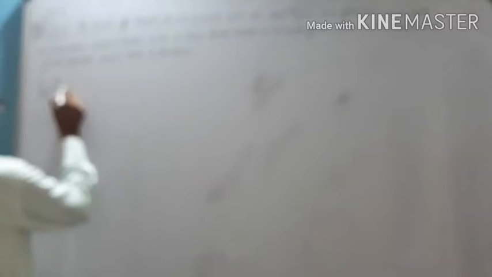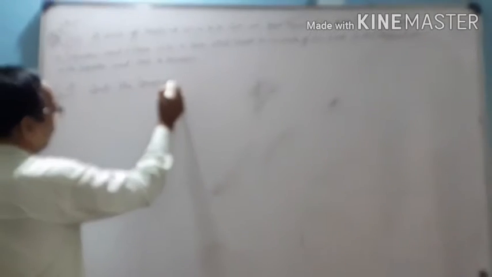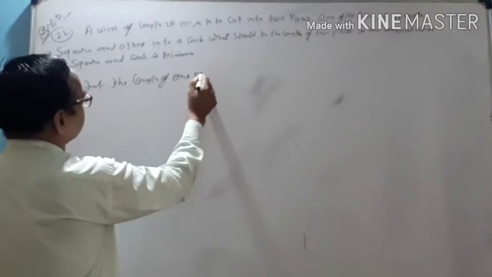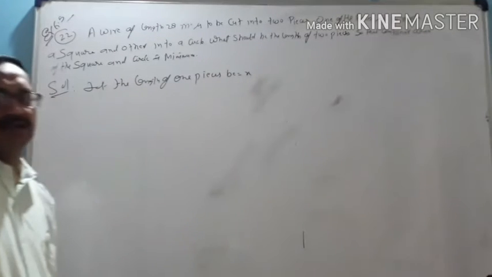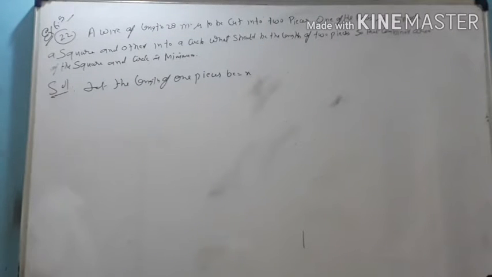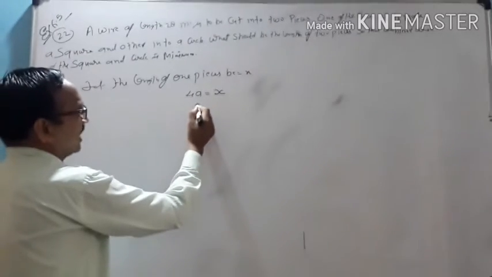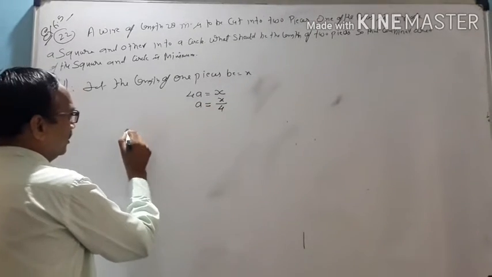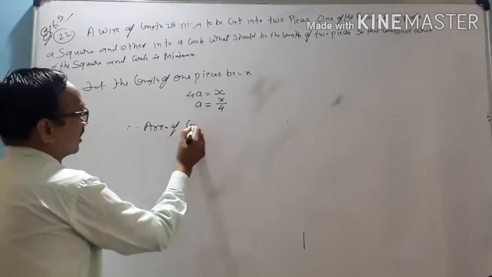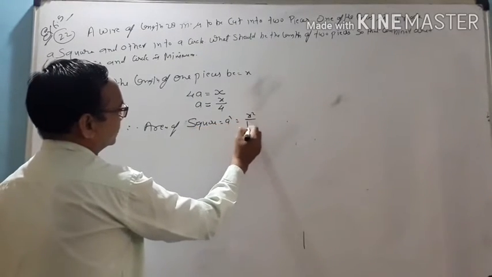So let the length of one piece be x. So x is the perimeter of the square, the length of its 4 sides. So its perimeter, 4a, is equal to x. That means the side length of each is x upon 4. Therefore, the area of a square is a square, that means x square upon 16.